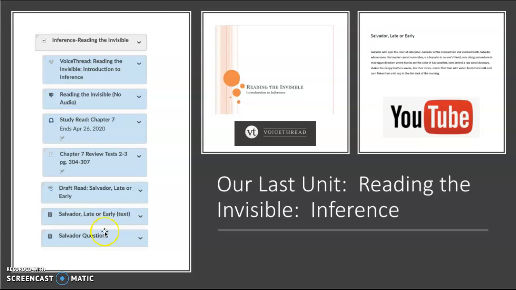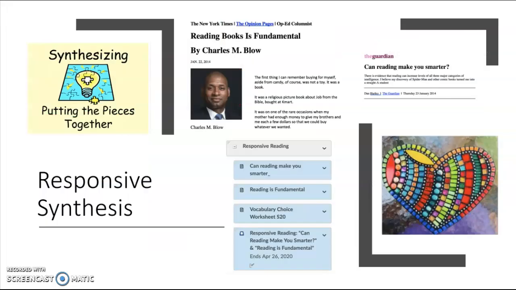Okay, so that is our unit, and this is practice, and this is an introduction, and then, of course, these are your assignments. Okay, so that is reading the invisible. The last thing, of course, that you have to do is a responsive reading.